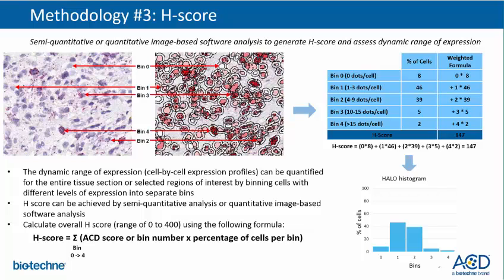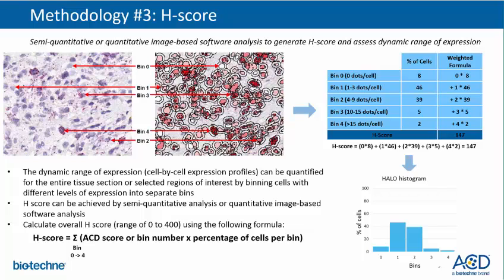There are a total of 5 bins ranging from 0 to 4, and each bin is characterized by a certain expression level or number of dots according to the ACD scoring criteria. Here you can see a quantitative image-based example where the number of dots are counted within each cell after segmentation by HALO software. Subsequently, the % of cells that fall into each bin is calculated.